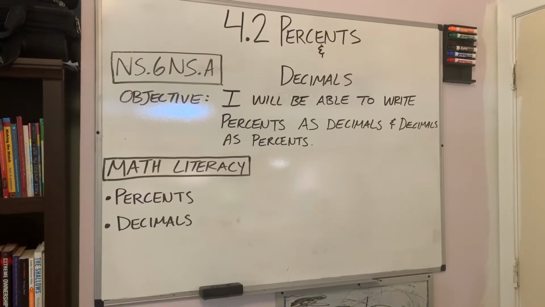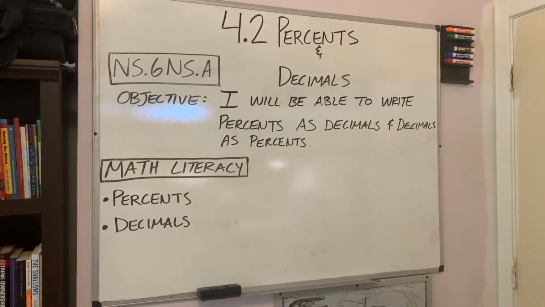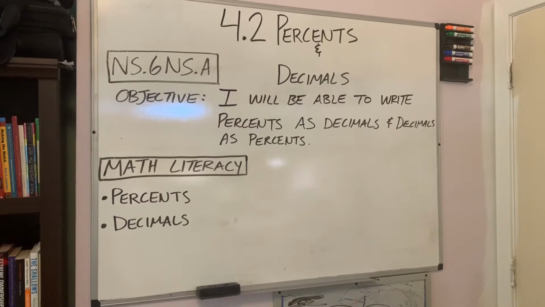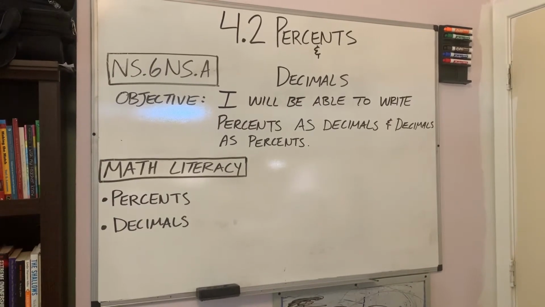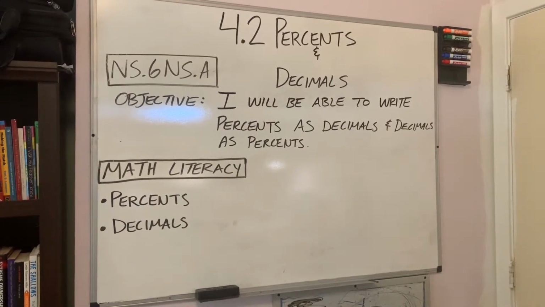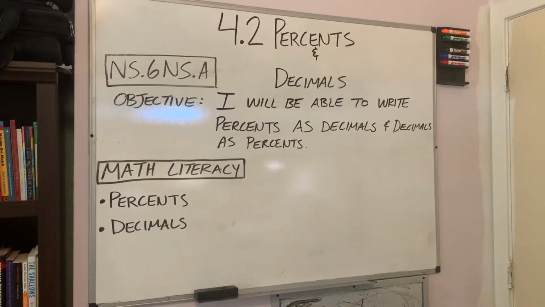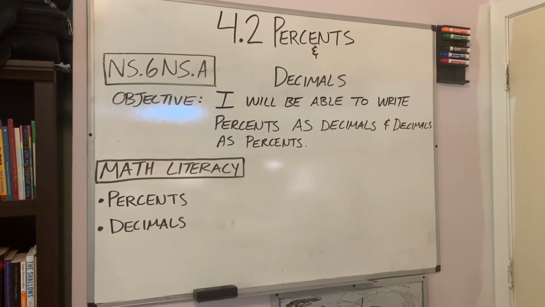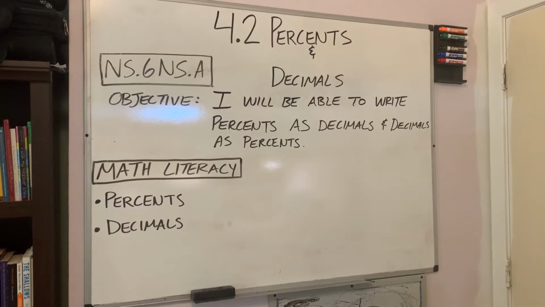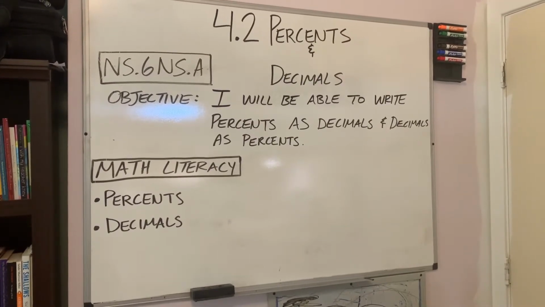All right, welcome back, students, to another episode of Math with Mr. Young. So we have 4.2, percents and decimals. Today our objective is that you will be able to write percents as decimals and decimals as percents. Our standard is 6th grade number sense A, and our mathematical literacy is percents and decimals.